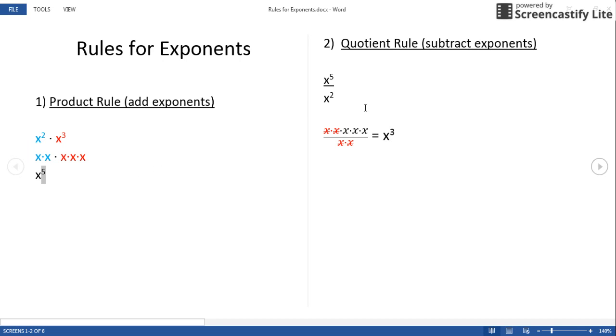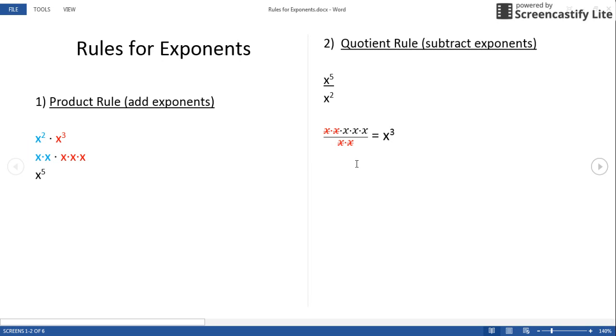The quotient rule is when we're dividing two things that have the same base. Since dividing is the opposite of multiplying, it makes sense that we're going to now subtract the exponents. So if I have x to the 5th divided by x squared, 5 minus 2 gives us 3. So x to the 5th divided by x squared should be x cubed. We can see this in an expanded form. 5 factors of x on the top, 2 factors of x on the bottom.